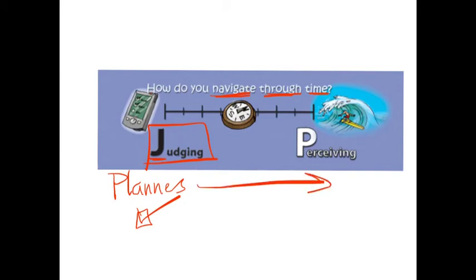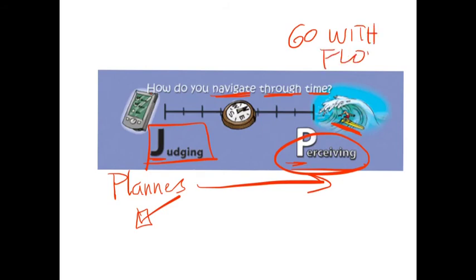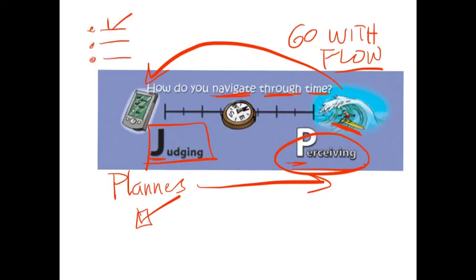Now over here on the other side, you've got the P, the perceiver. You can see this guy is surfing. A perceiver moves through time. They just kind of go with the flow, and they just take things easily, and they don't worry about making schedules or making plans. They do get the job done, but they'll start multiple projects at a time, whereas a judger likes to do things more like bullet points. Get one thing done, then you get the next thing done, and then you can just check them off the list as you go. So you've got judgers and you've got perceivers and how they move through time.